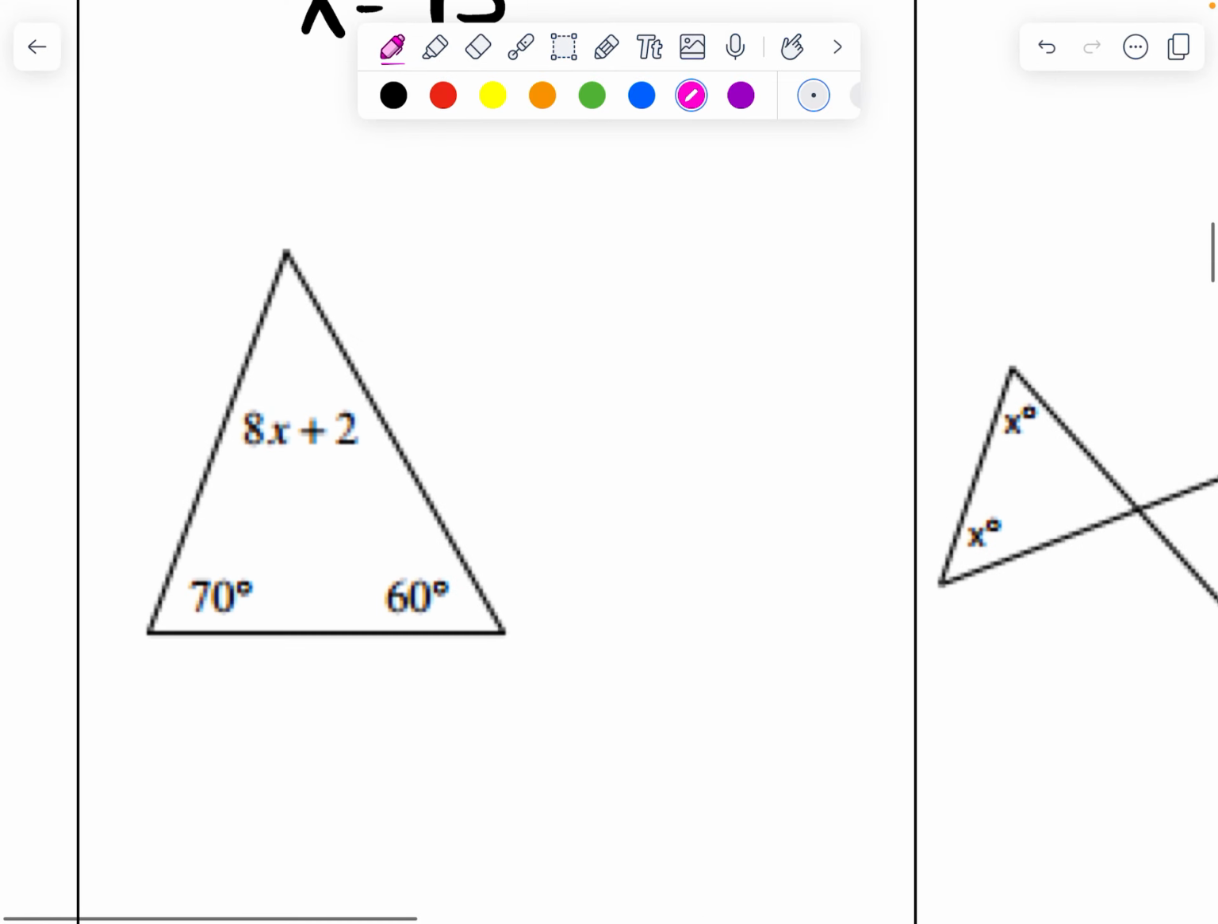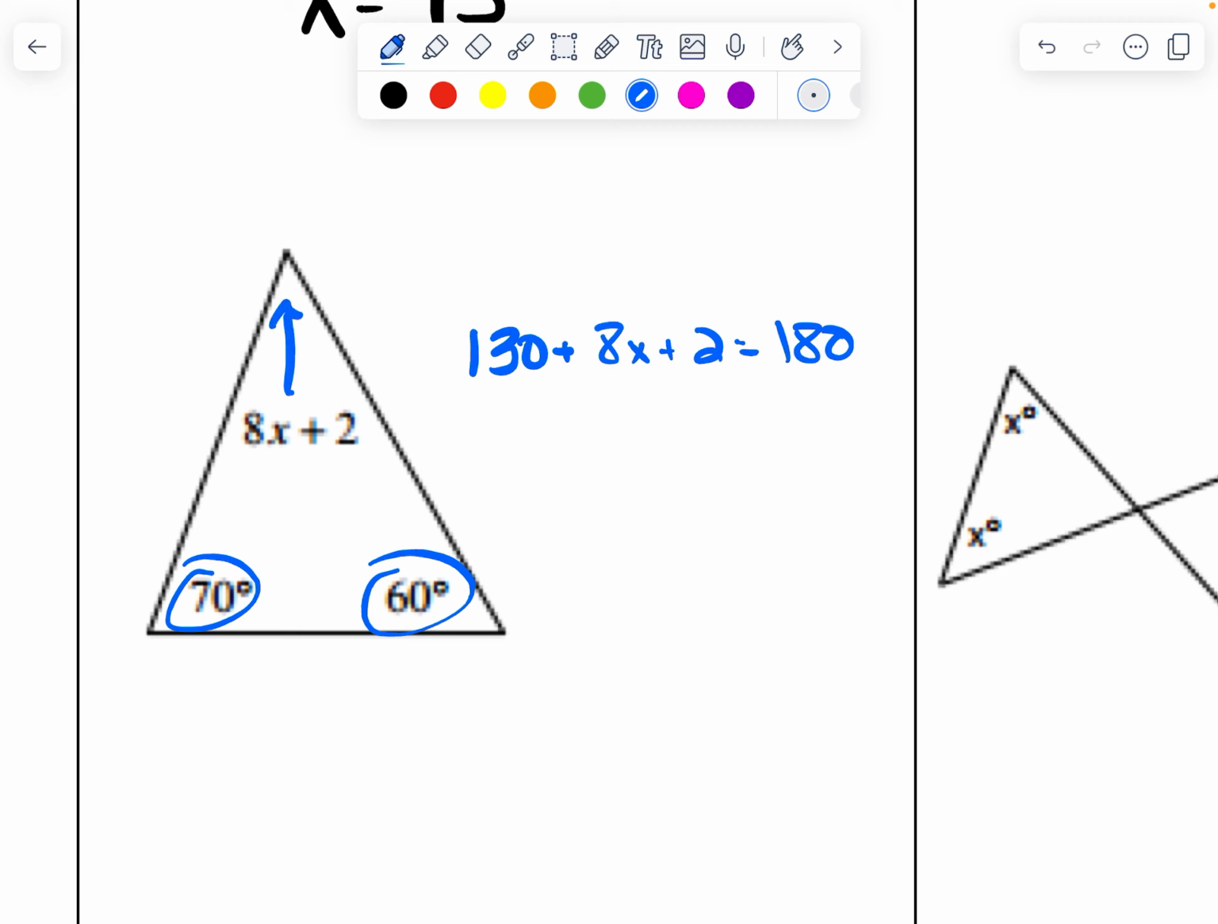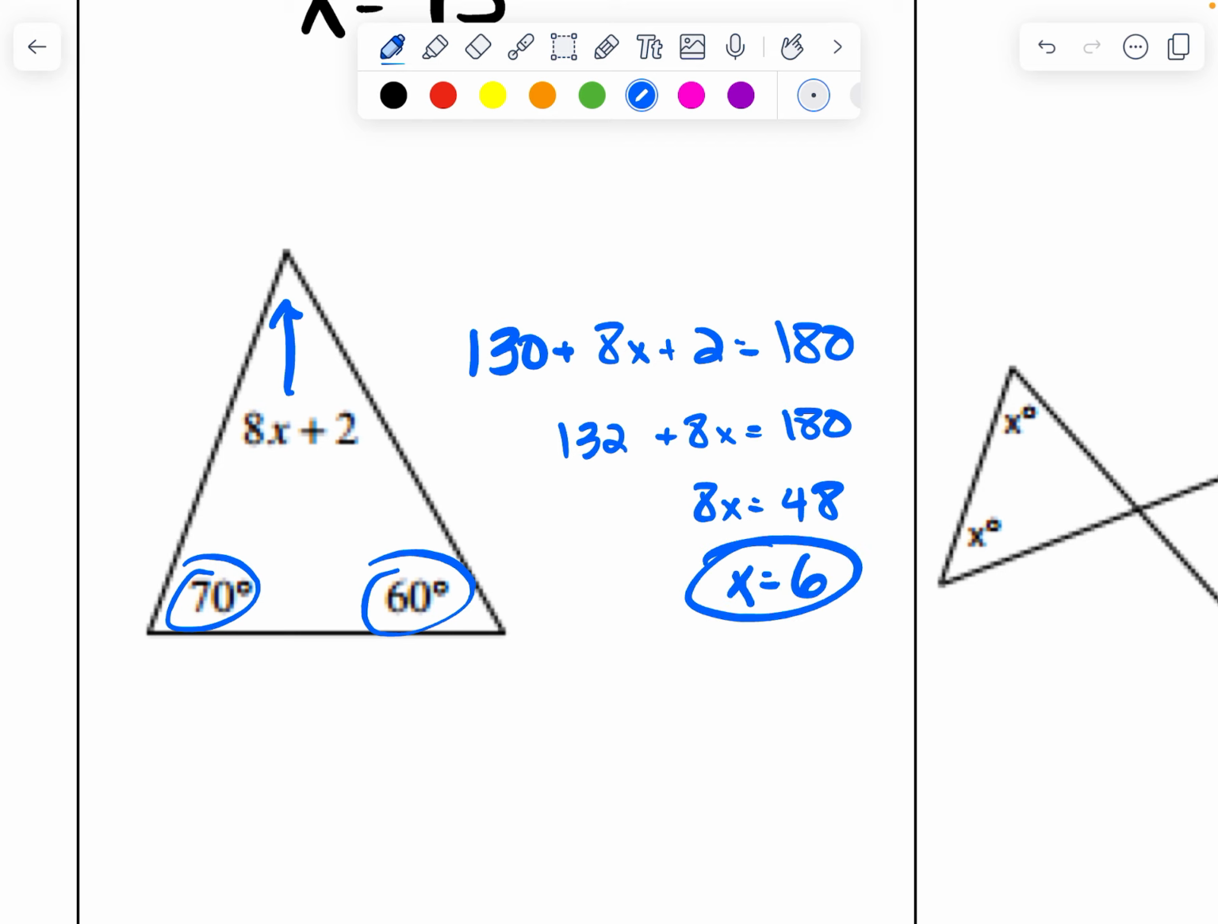Let's see, this one's a little simpler. All these are going to add up to 180. So 60 plus 70, I'm just going to go ahead and add those two, is 130, plus 8x plus 2 equals 180. So 132 plus 8x equals 180. 180 minus 132 is 48. And 48 divided by 8 is 6. Right? Yeah. X is 6.